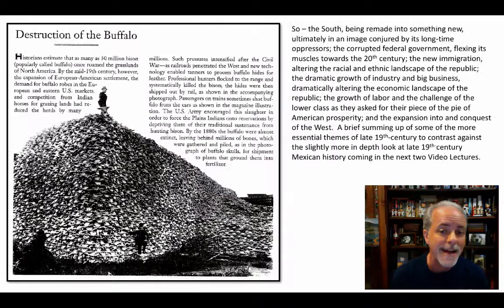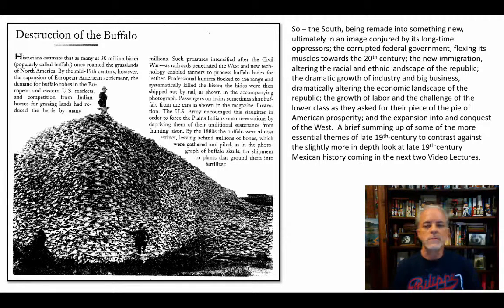So, the South being remade into something new, ultimately in an image conjured by its longtime oppressors. The corrupted federal government flexing its muscles towards the 20th century. The new immigration altering the racial and ethnic landscape of the Republic. The dramatic growth of industry and big business dramatically altering the economic landscape of the Republic. The growth of labor and the challenge of the lower class as they asked for their piece of the pie of American prosperity. And the expansion into and conquest of the West. A brief summing up of some of the more essential themes of the late 19th century.